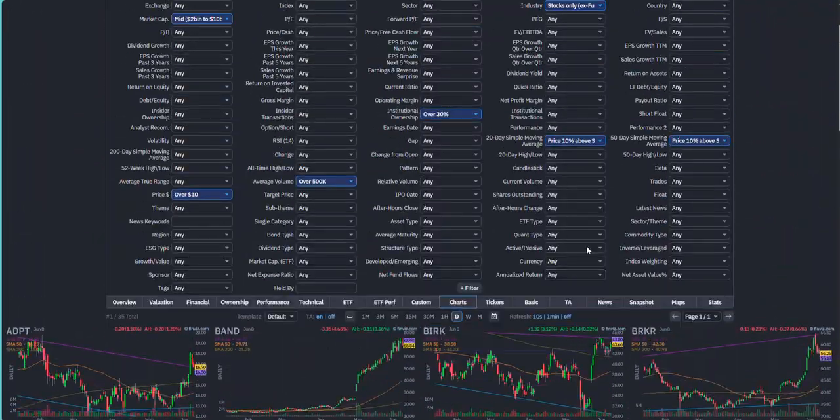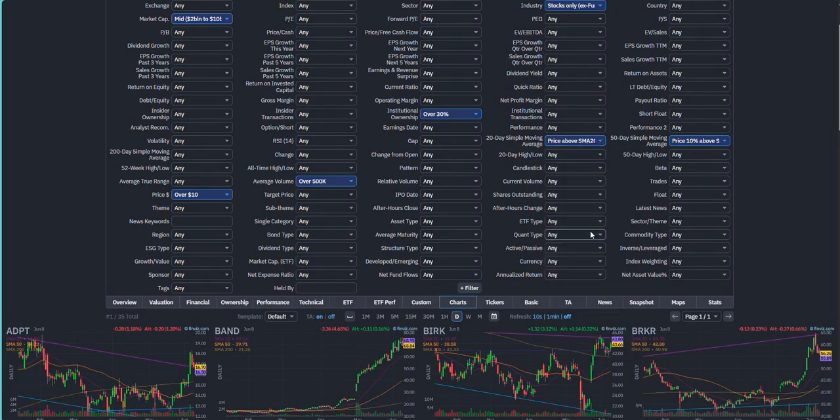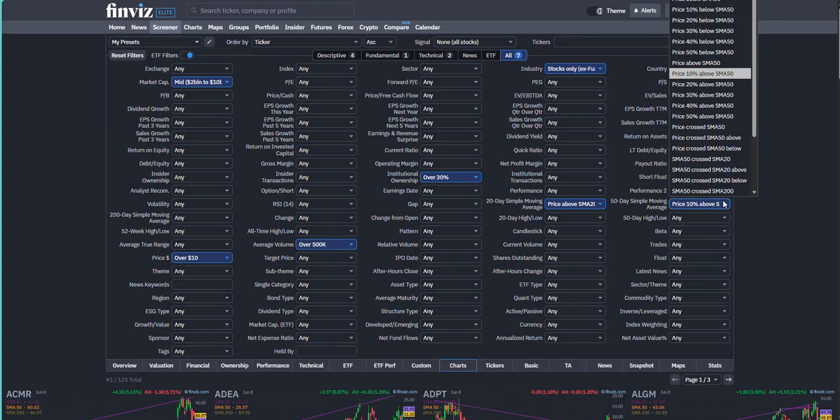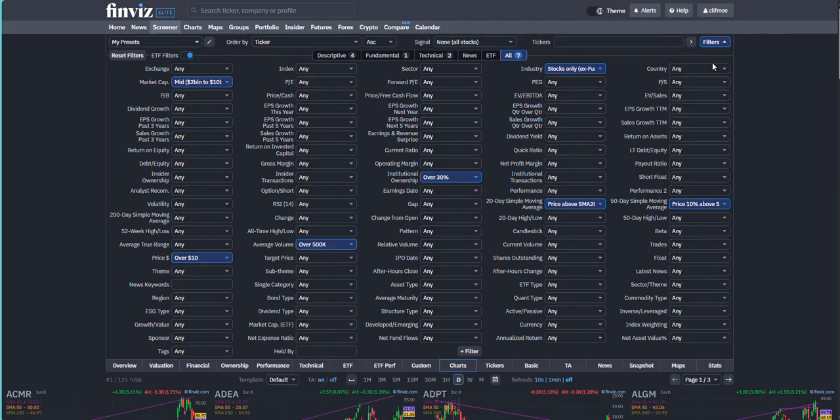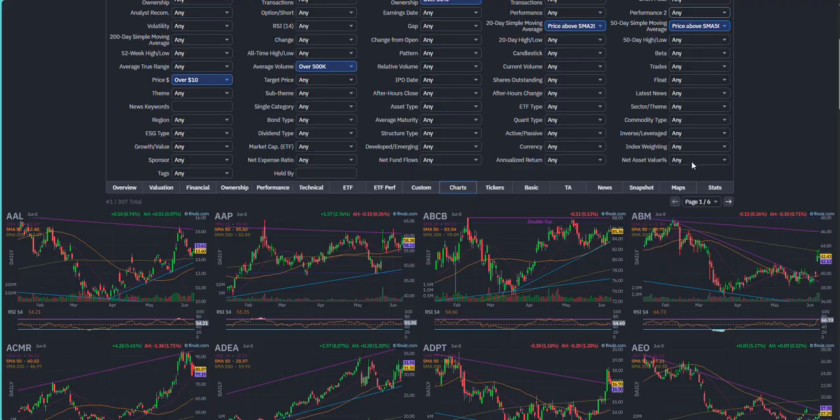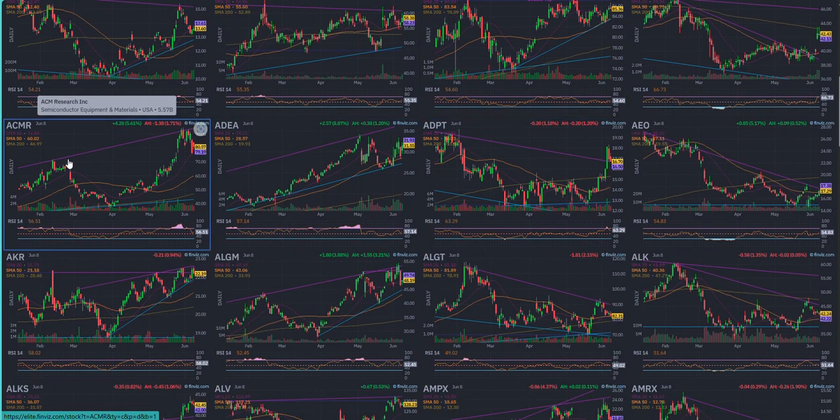So let me do a quick change. We'll just say price above SMA 20, and we'll say price above SMA 50 and see what comes up. And what do we have? So we got quite a few. American Airlines, it's not on my watch list, but I would definitely possibly ACMR.